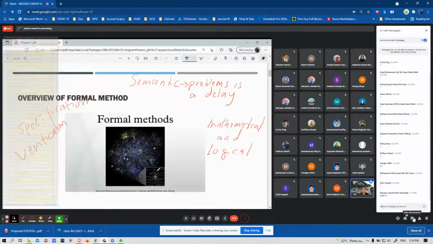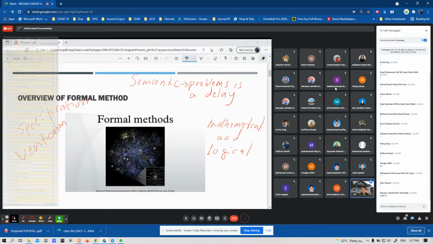Okay, this one is an overview of formal methods. This is just a glimpse of a review of formal methods. You need to know what formal methods are. Formal methods are basically a system design technique that uses rigorously specified mathematical models, mathematical and logical models, to build software and hardware systems. This one is just the overview of formal methods.